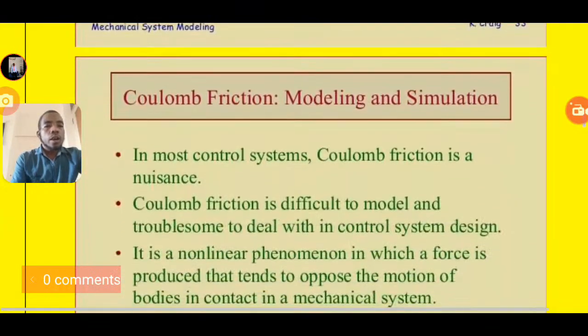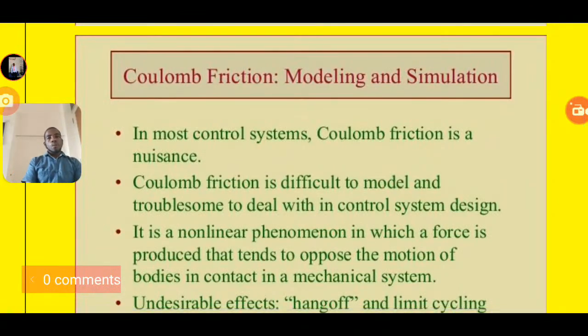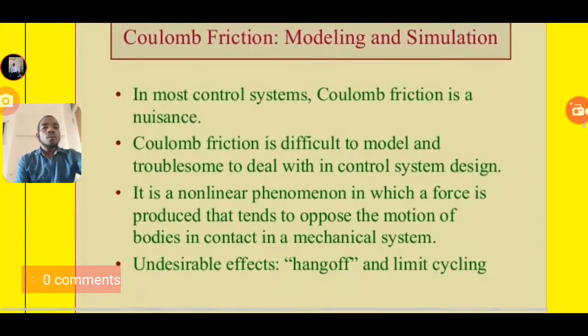So the other thing is the Coulomb friction. That means the modeling and the simulation for the Coulomb friction. So in most control systems, Coulomb friction is a nuisance. That means Coulomb friction is difficult to model and troublesome to deal with in the control system design.